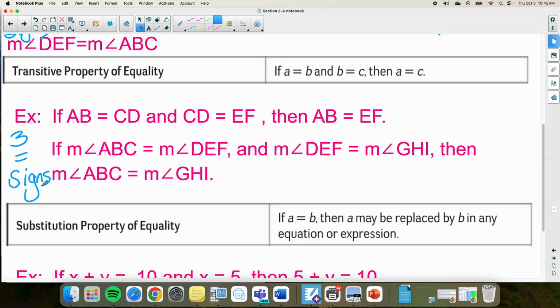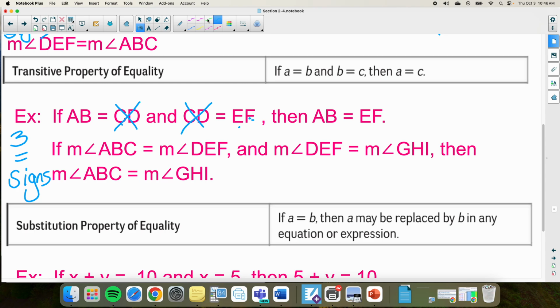So if AB equals CD and CD equals EF, then AB equals EF. So I can get rid of these two because they're the same. It's just like law of syllogism that we did yesterday. The ending of the first one and the beginning of the second one are going to be the same, and you can cross those out and say that the outside two are equal. It's similar to law of syllogism.